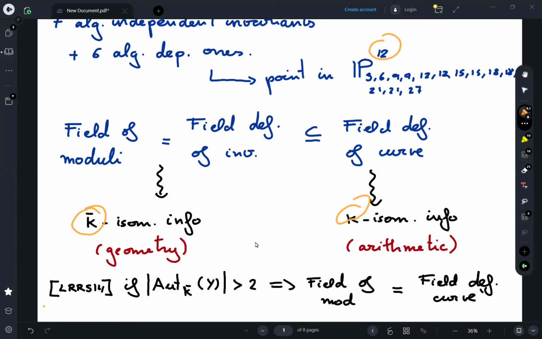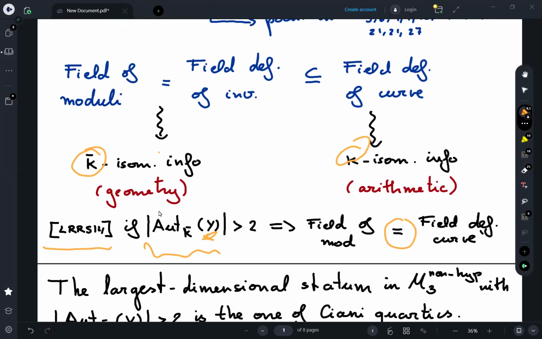Anyway, there is a result by Lercier, Ritzenthaler, and Sijsling in 2014 that proved that for plane quartics, if the automorphism group is big enough, then the field of moduli is equal to the field of definition of the curve. So we have an equality at the level of fields in this case. And this is also to motivate that we are going to look at curves with an automorphism group that is a little bit big.